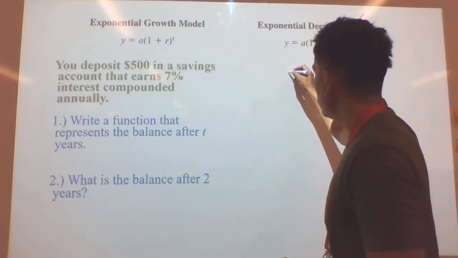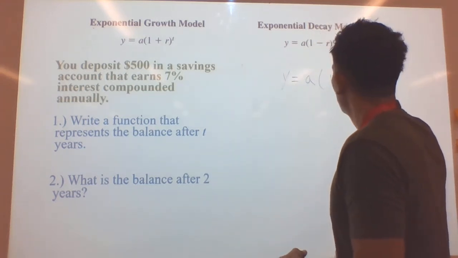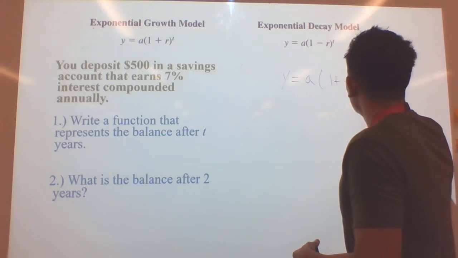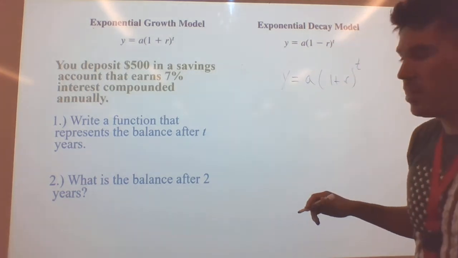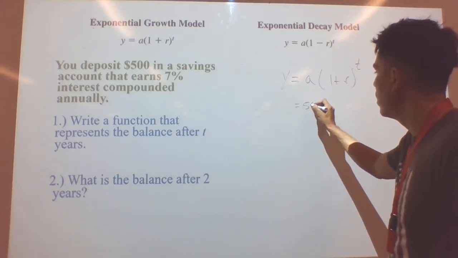So we're going to say it's going to be y equals A and then 1 plus R. And then all we do is we plug in our information. What's the initial amount I had? Well, the initial amount I had is $500.